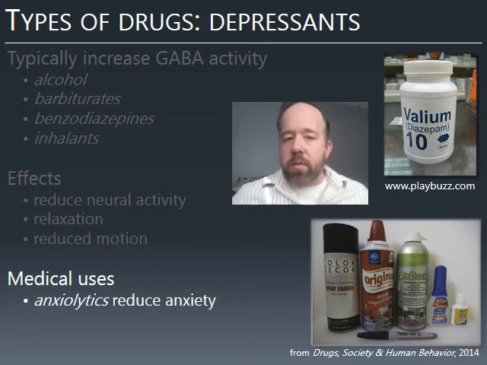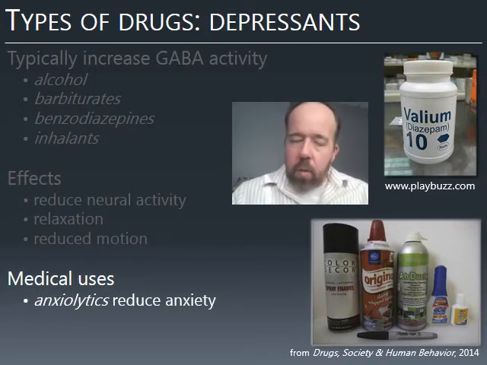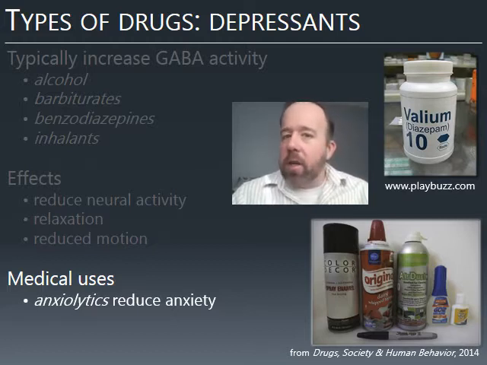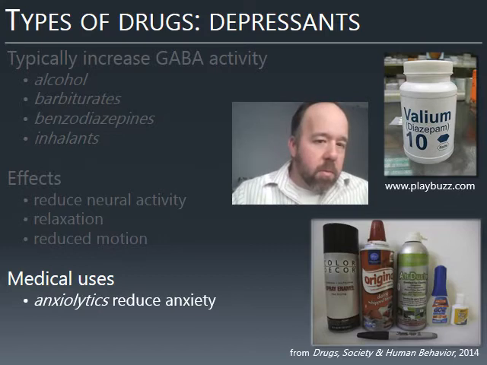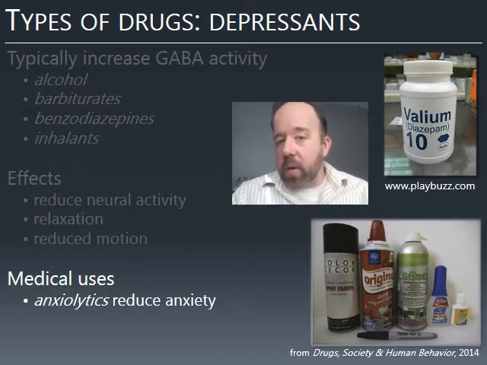The legitimate uses for depressants are often as anxiolytics, which is a term that means a drug intended to reduce anxiety. So Valium is an example of the anxiolytic properties of a benzodiazepine. Xanax is perhaps the most famous anxiolytic on the market today.